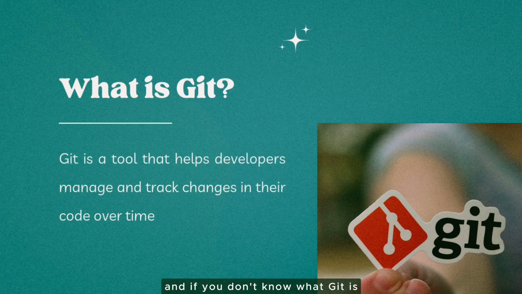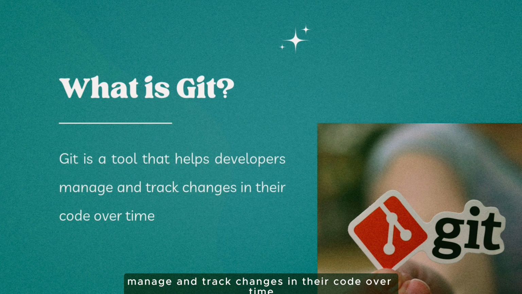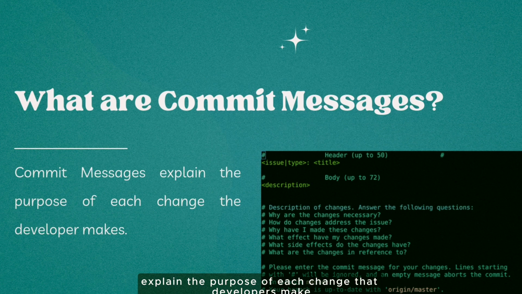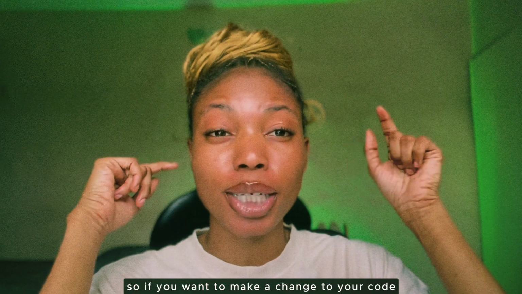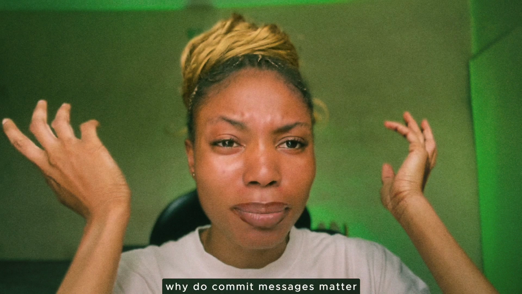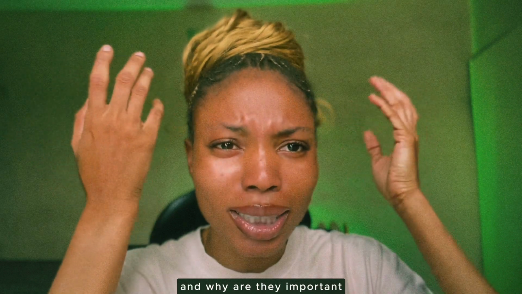Commit messages are vital for maintaining a clear, organized history in version control systems like Git. And if you don't know what Git is, it's a tool that helps developers manage and track changes in their code over time. While commit messages explain the purpose of each change that developers make. So if you want to make a change to your code and push it to GitHub, you need a commit message. Why do commit messages matter? And why are they important?